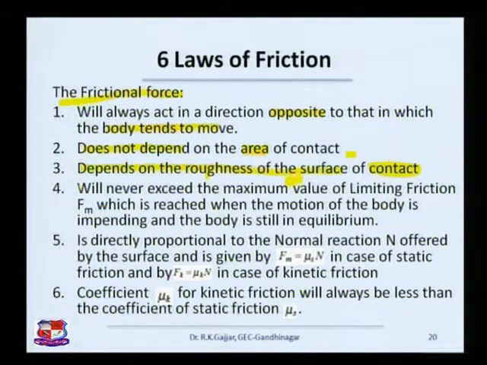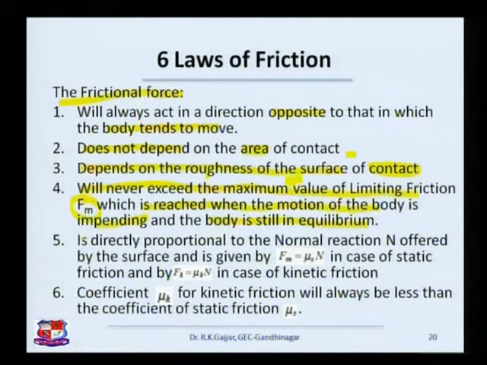Law number 4. It will never exceed the maximum limiting friction, which is reached when the motion of the body is impending. Motion has not started. The sliding is not yet about to occur, but in the very next fraction, after a nanosecond, motion is going to start. The body is going to lose its equilibrium. That is your Fm. That is law number 4.